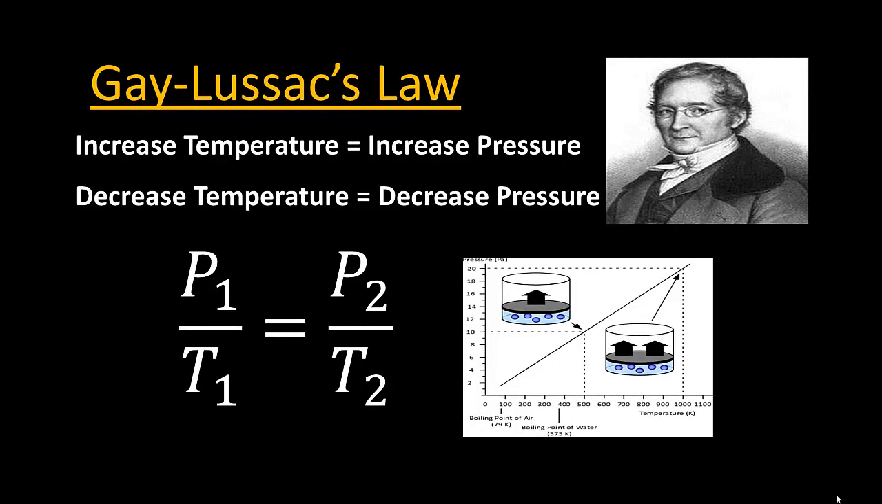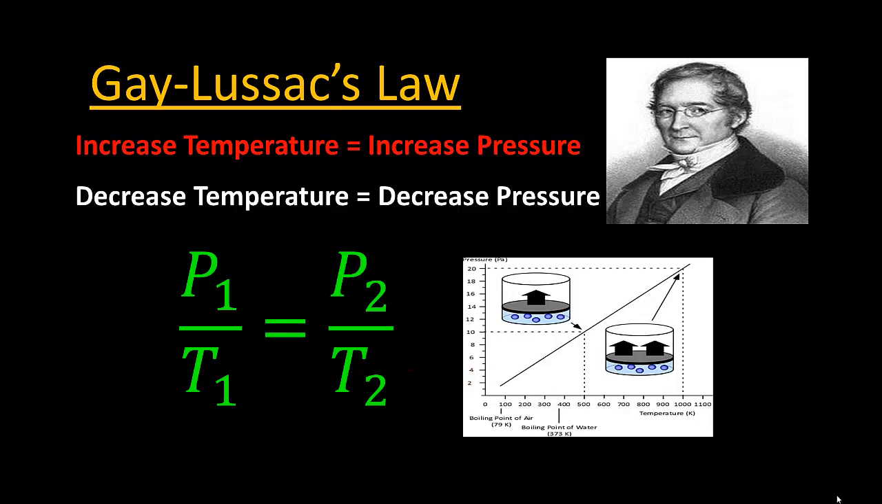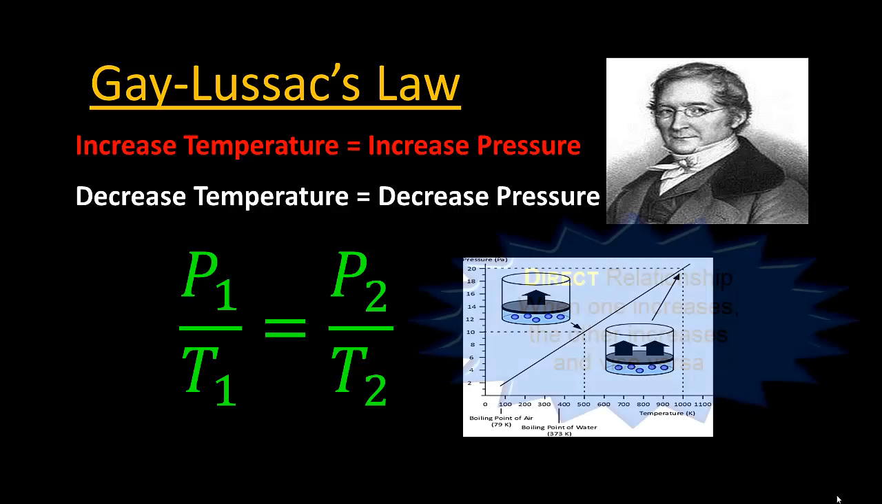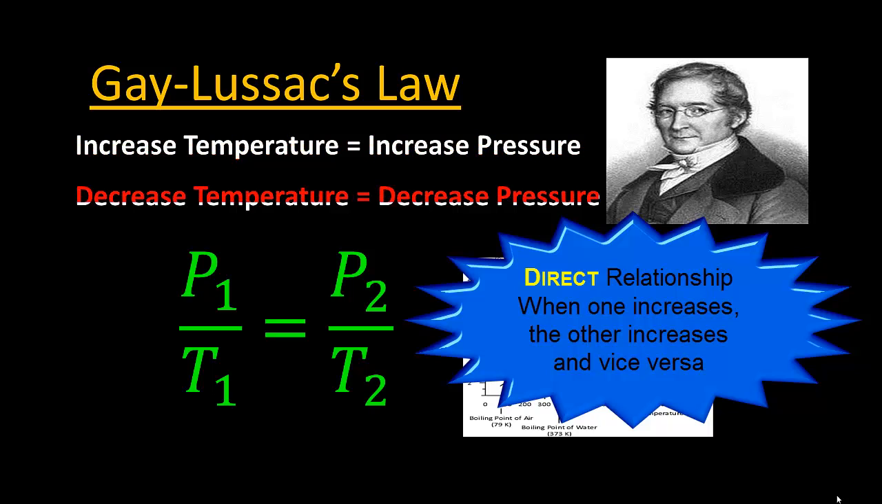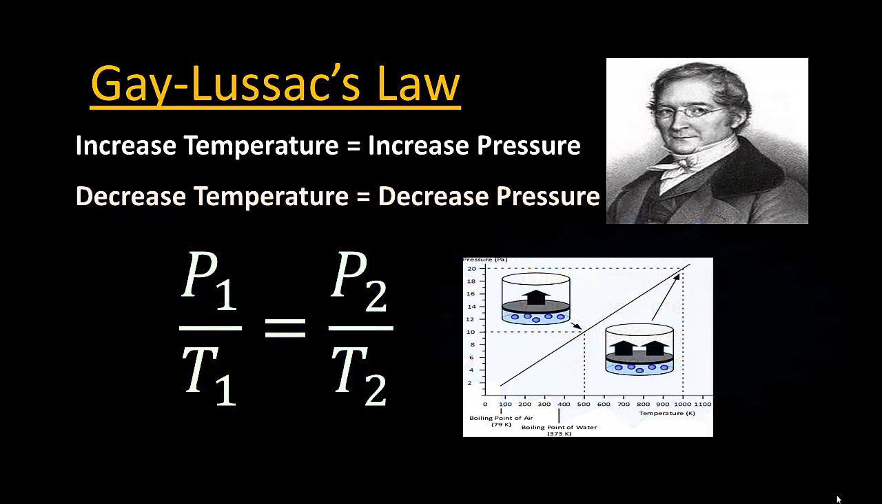Now, Gay-Lussac's law states that the initial pressure divided by the initial temperature is equal to the final pressure divided by the final temperature. And if there's an increase in temperature, that means there is an increase in pressure, which means that pressure and temperature have a direct relationship, which also means when one goes up, the other goes up, and vice versa. So if we have a decrease in temperature, then the pressure will also decrease as well.